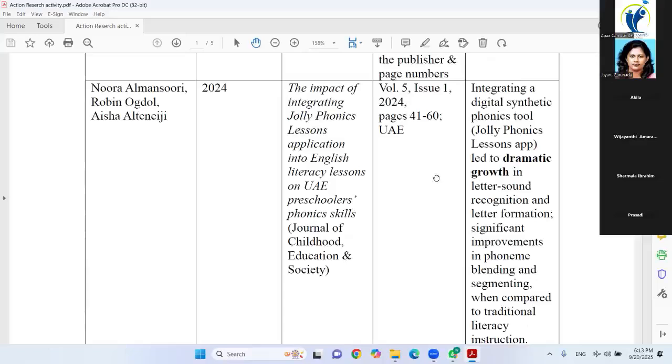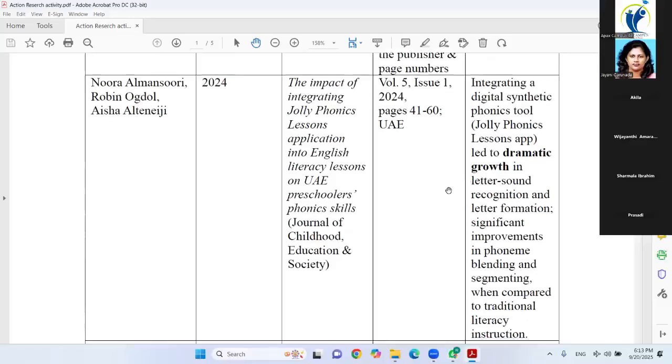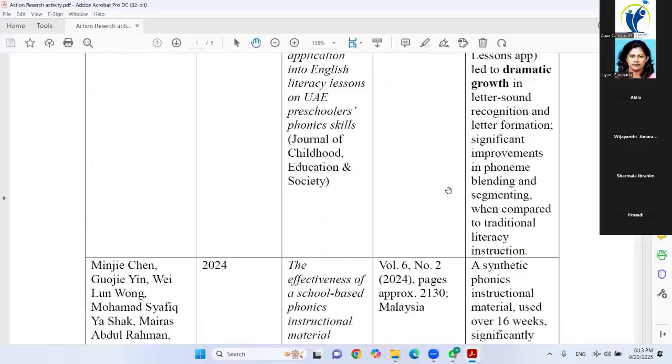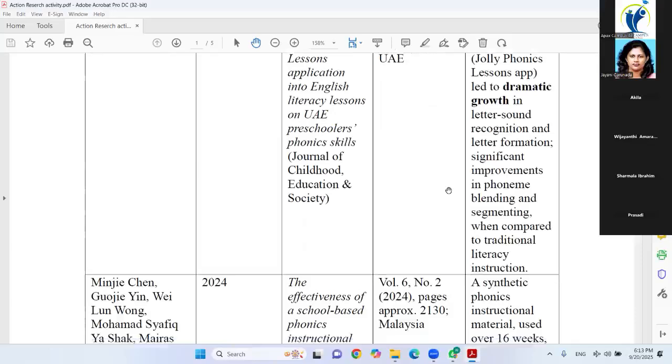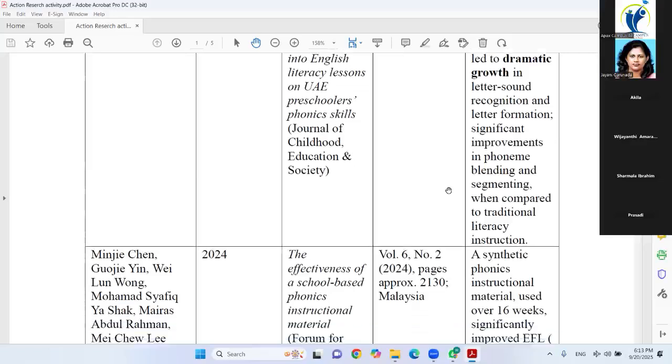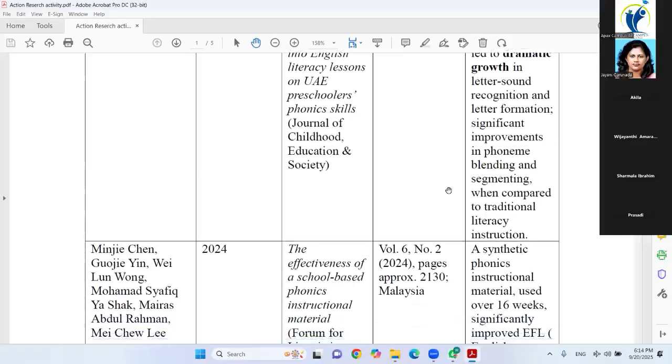They had integrated digital synthetic phonic tools, that is called the Jollyphonics Lesson App. Thereby they could see a growth, that means development, in their pronunciation, then letter sound recognition and letter formation, significant improvements in phoneme blending and segmenting when compared to traditional literacy. So according to them, their method was successful. Right. Okay, second one.